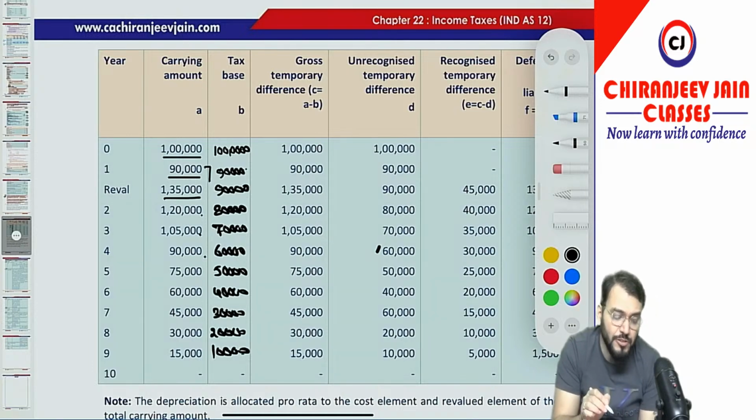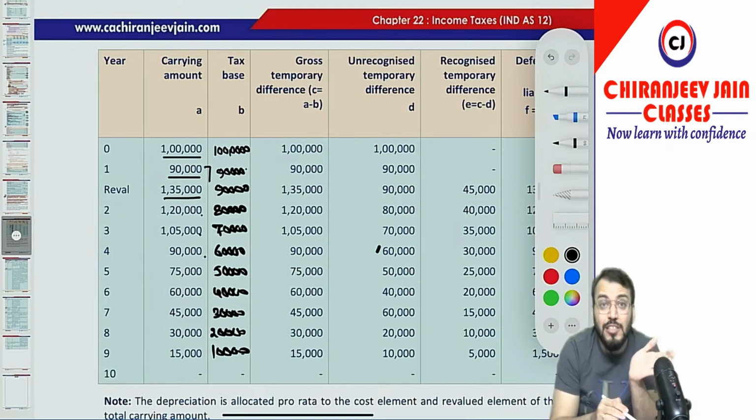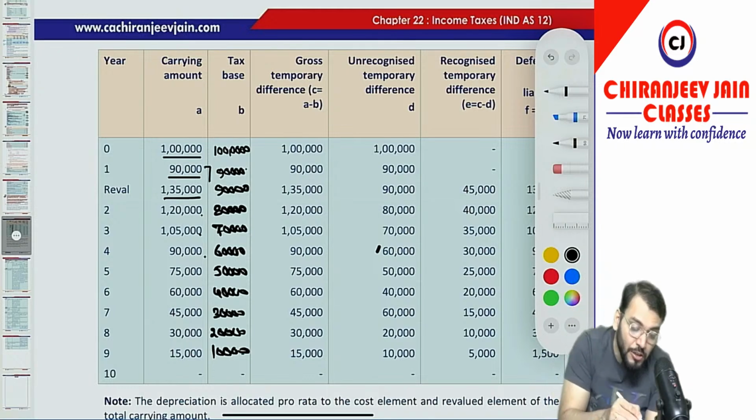Ignore the ICAI solution. So whenever there is a permanent difference, then always the tax base will be equal to the carrying amount. So to the extent of 1 lakh cost written down value, the tax base will be equal to the same amount, and the 45,000 revaluation gain will be taxable when it is sold. So that is not permanently disallowed. Understood now? So the difference will come.